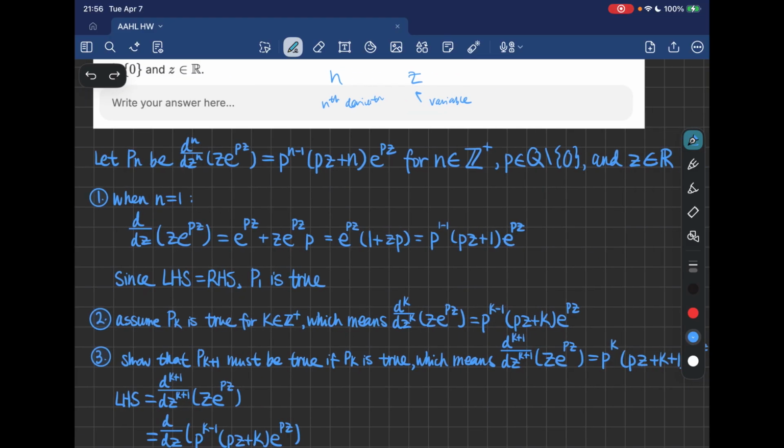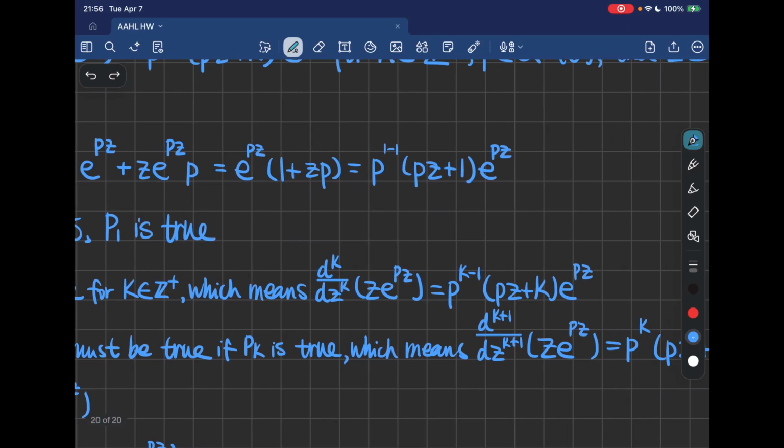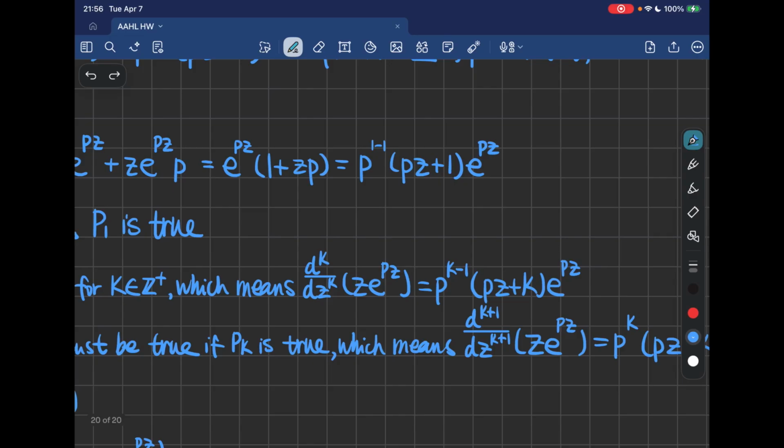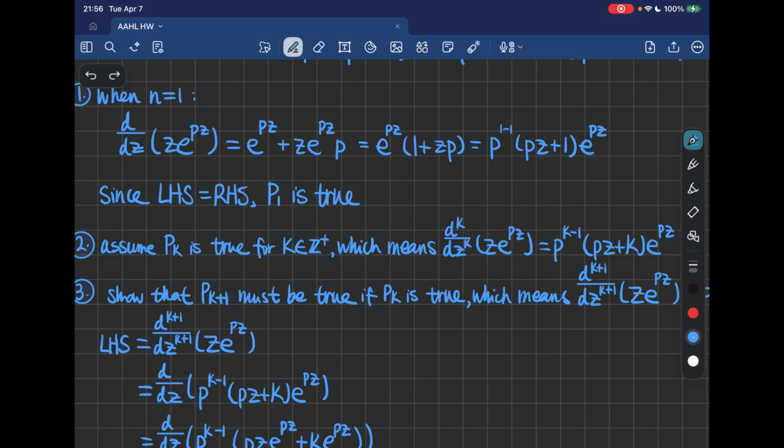Now we need to make an assumption for pk. So let's assume pk is true, for k is a positive integer, and we write this means this thing is true. So this is just all the letter n replaced by letter k, okay? And in the third step, we want to show that pk plus 1 must be true if pk is true.